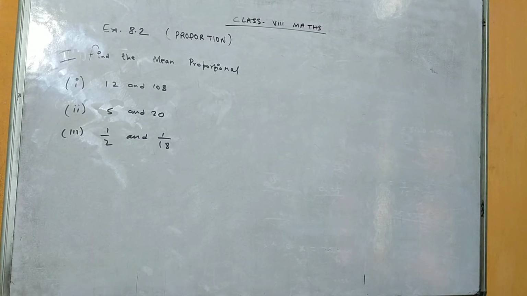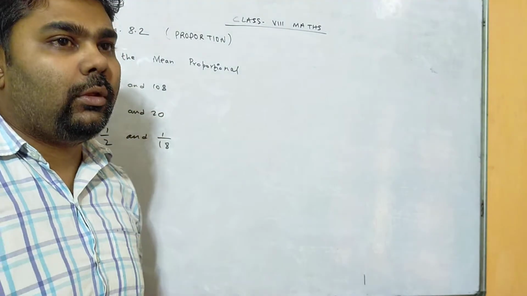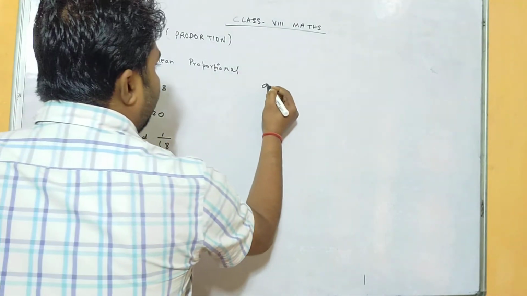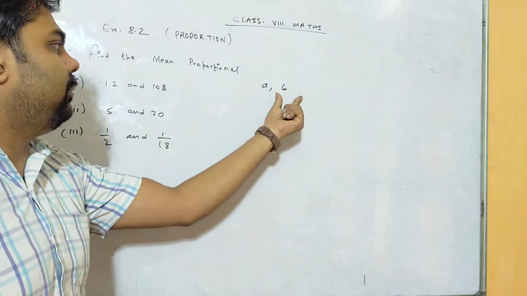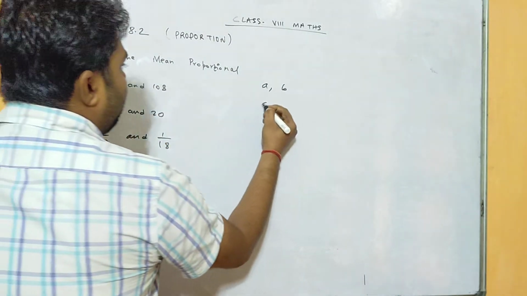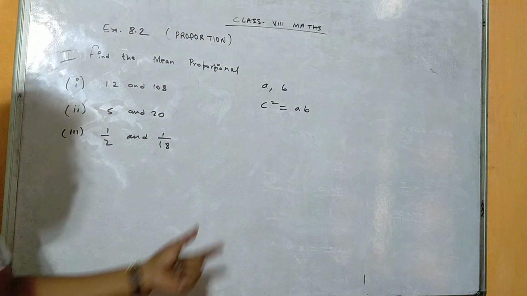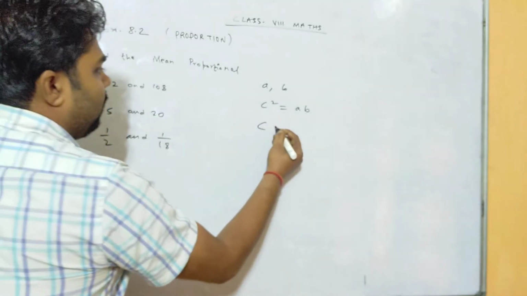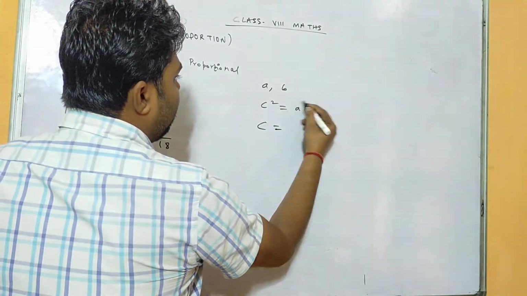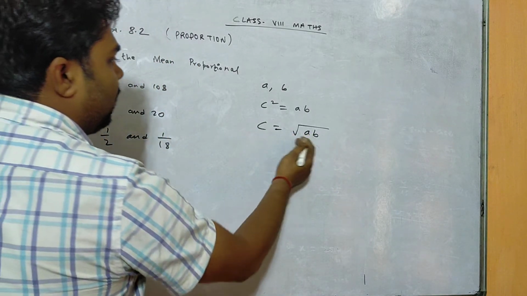Find the mean proportional of the numbers 12 and 108. Now you see, suppose two numbers are there, A and B. If I have to find the mean proportion between A and B, then the formula will be C squared equals to AB. Right? This is the formula. Then C will be, next line, this square will go here, then square root of AB. Okay, C equals to root under AB.